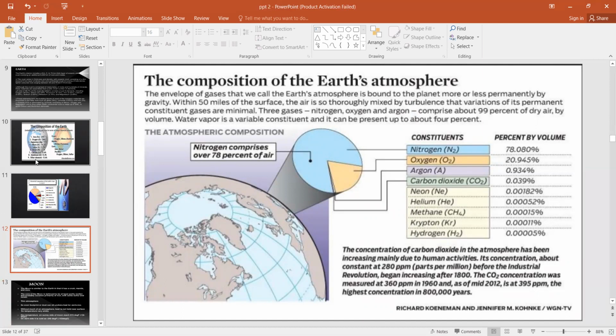So there is an envelope of gases that we call the Earth's atmosphere, and it is held by gravity within 50 miles of the surface. The air is thoroughly mixed with different variations of permanent and variable constituent gases. There are three main gases present near the Earth's surface, which are nitrogen, oxygen, and argon, which comprise around 99% of the dry air by volume. Water vapor is also present in variable amounts, and its presence can be around 4%.